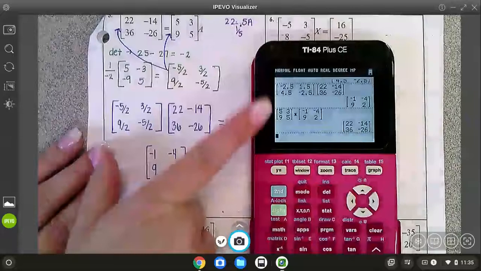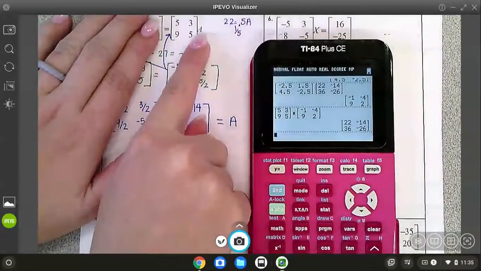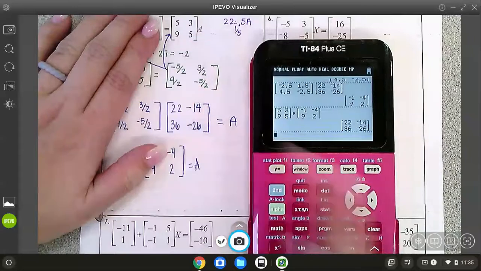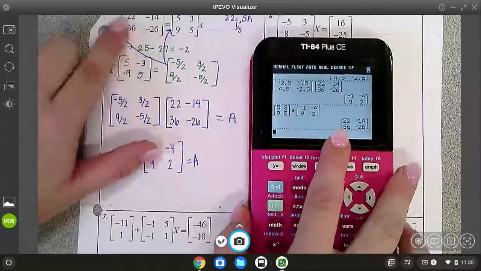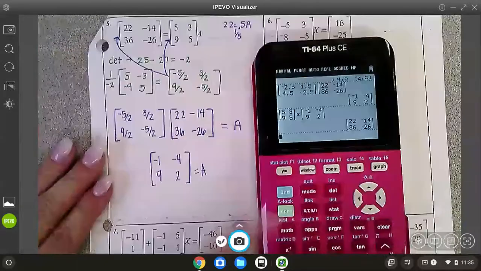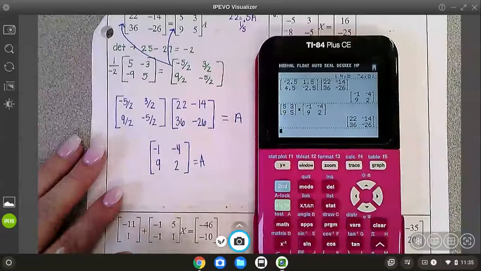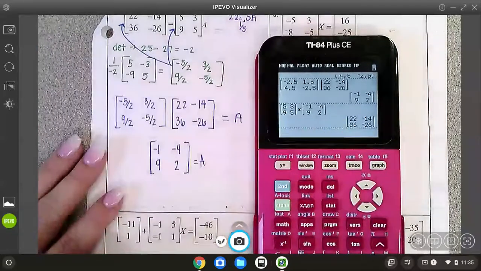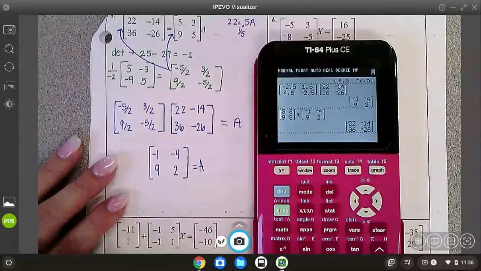And so then after I got that answer, I went back and plugged in this matrix times what I got for matrix A to verify that it was this 22, negative 14. And it was. So you don't want to do all of this work and then get the wrong answer. Okay, so it's good to check your answer to make sure that you did it correctly.